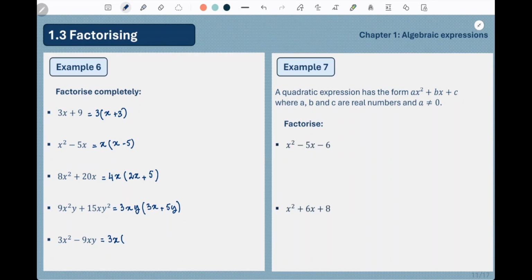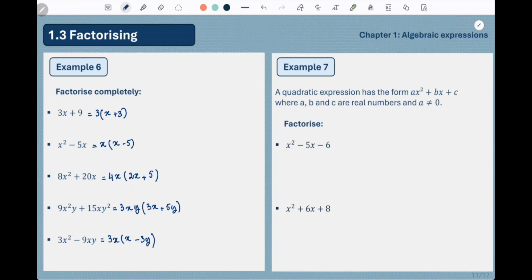So I'll open my bracket. To retrieve 3x squared, I'd write x here, because 3x times x is 3x squared. For the sign again, I'd write minus 3. Okay, so I would have retrieved my minus 9. For x, I wouldn't write it because it already appears here. For the y, I would write it here. Okay, so you can see if you would expand this, this is 3x squared minus 9xy.